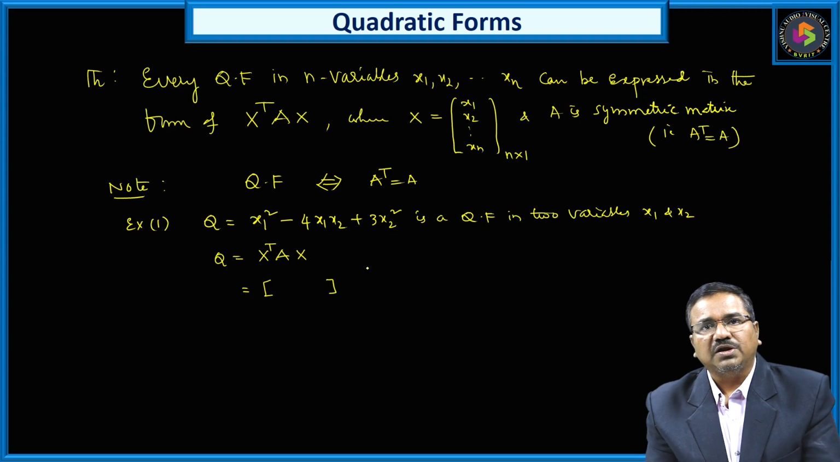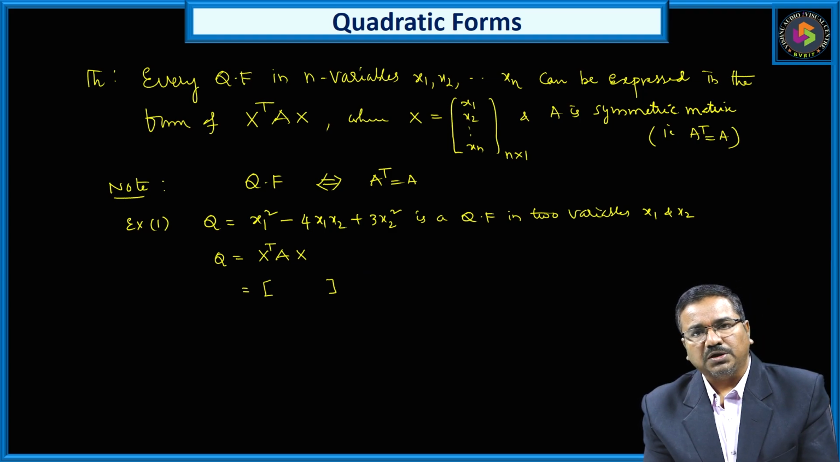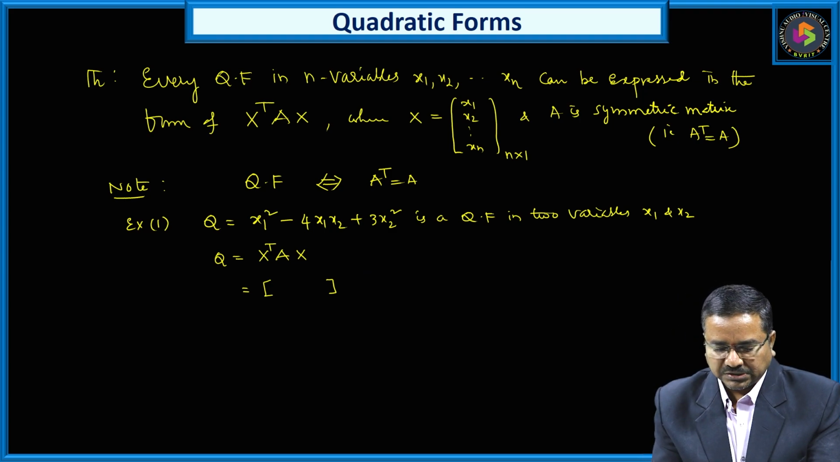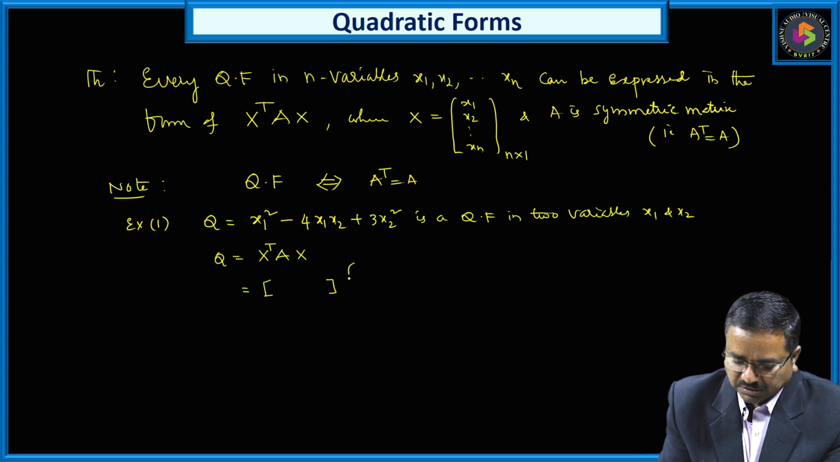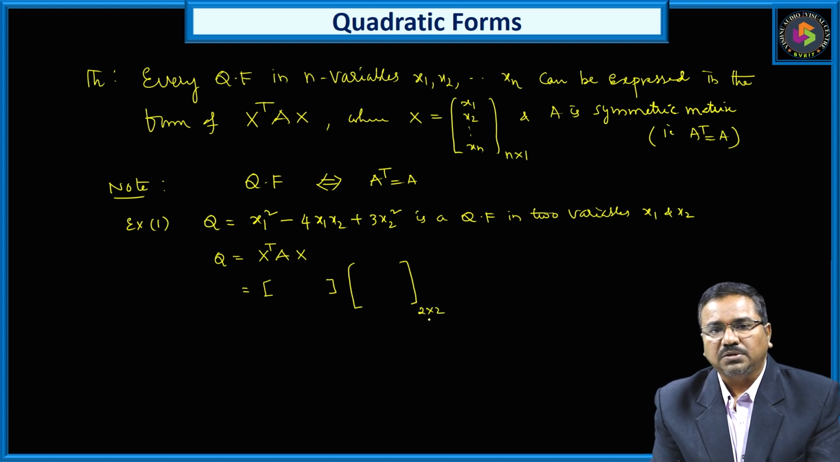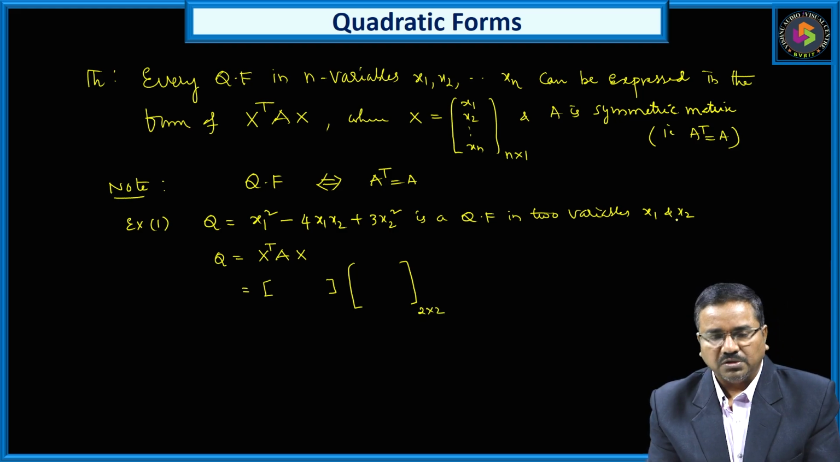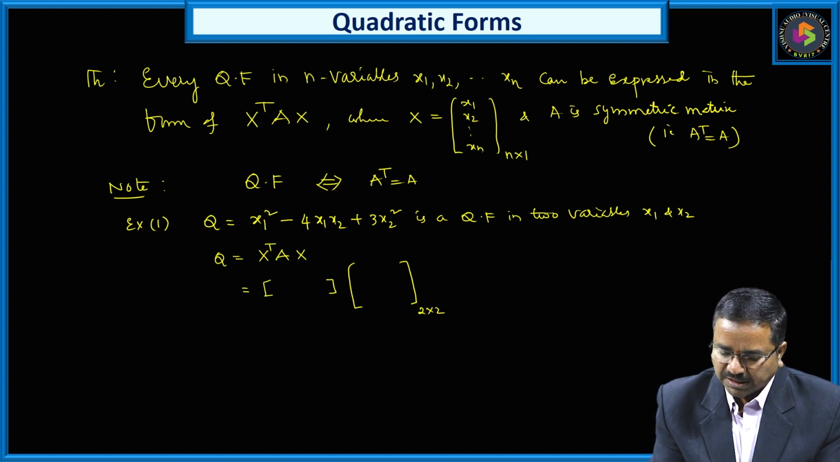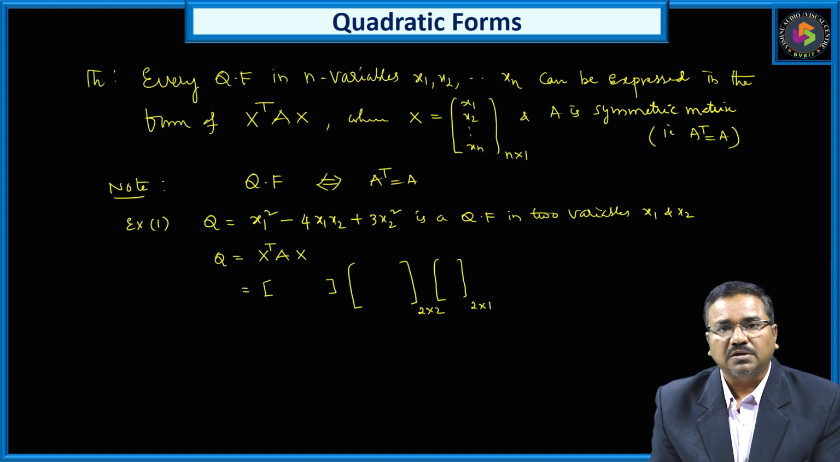Now suppose the given quadratic form is in two variables, we'll get a 2 by 2 matrix. How to write the order? If the quadratic form is in two variables, the matrix will be a 2 by 2 square matrix. Suppose the quadratic form is in three variables, we have to write a 3 by 3. What is the x here? x is the column matrix.